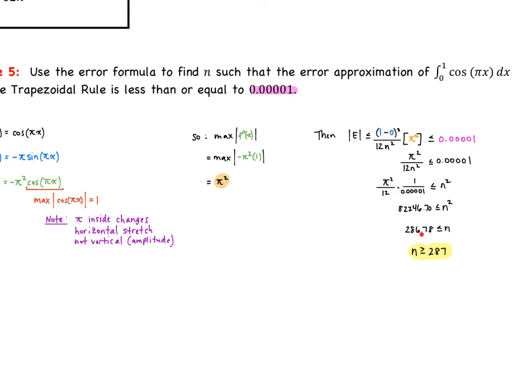But since they represent actual intervals, we really have n is greater than or equal to 286.78, but we have to round up because we're talking about the intervals. If we round it down, we're not going to be within that error, but if we round up to 287, we will go ahead and get that error less than or equal to that value that it wanted us to get it to.